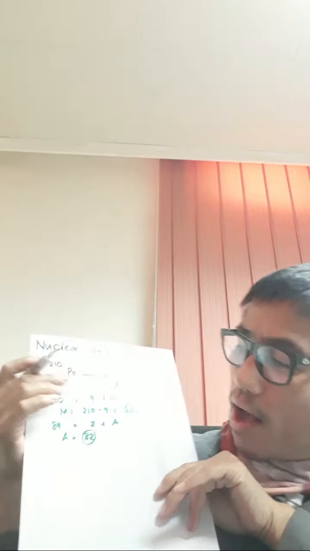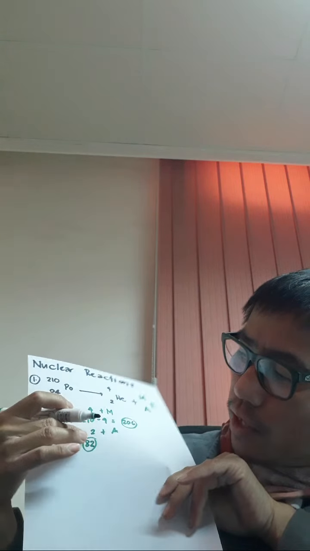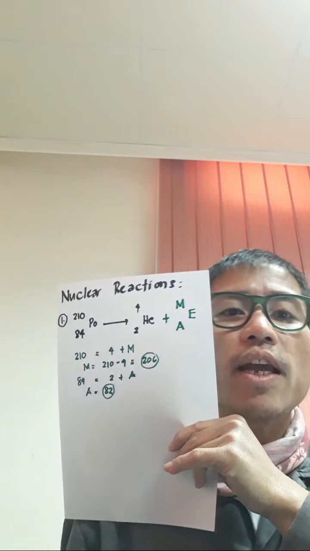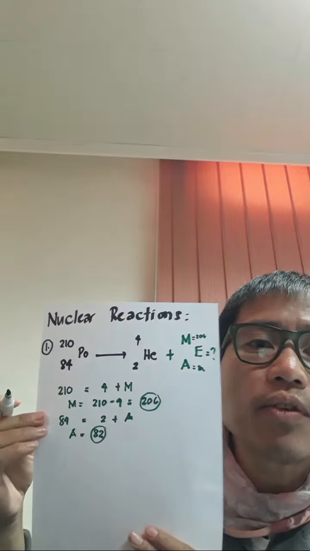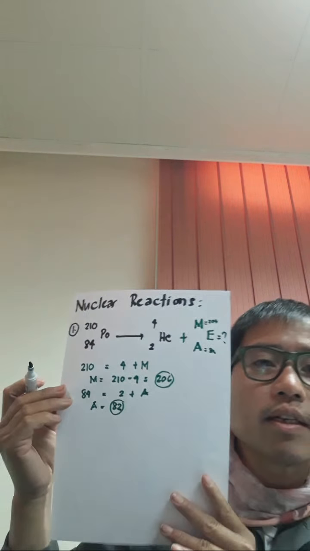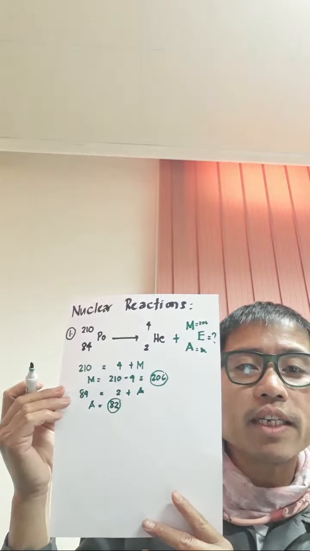Our element has atomic number 82, so we will put each value here. M is 206, A is 82. Then we will find 82. What kind of element is this in the periodic table? Okay, wait for a while. I have to find that here on the desktop.